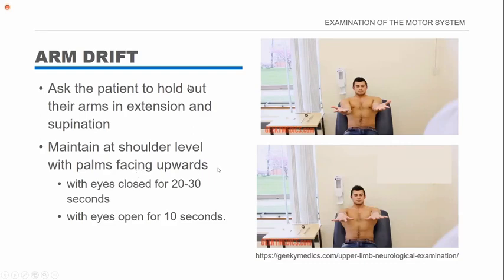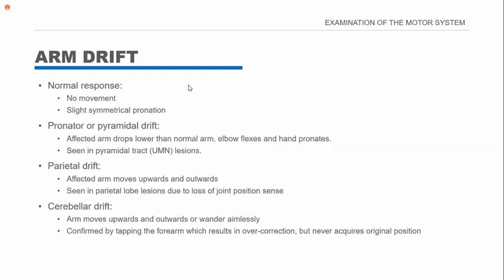And how do we interpret this test? When the patient is in this position, the normal response is that the arms remain in the same position in which you asked the patient to hold them, and there is no displacement of the arm. We call it pronator drift when one arm drops lower than the other arm. One arm drops and the other arm stays in the same position.